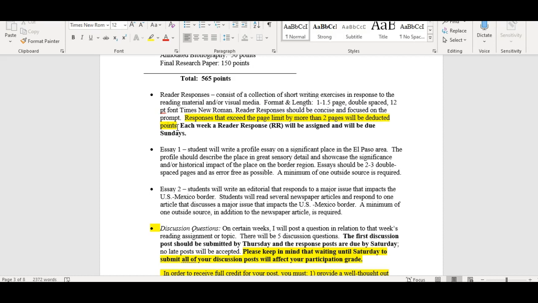Don't tell me what the reading was about. Just go ahead and start responding to the prompt question. That's what you want to go ahead and do. Reader responses will be due on Sundays, so make sure you remember that.